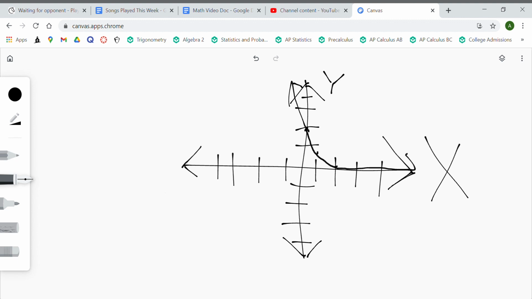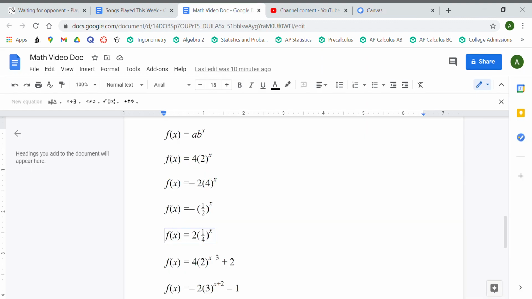Pretty tight to the asymptote here. Alright. Now let's try something more advanced. We're now going to be looking at functions in this form. We have a times b to the power of x. Now we're going to add an h and k.